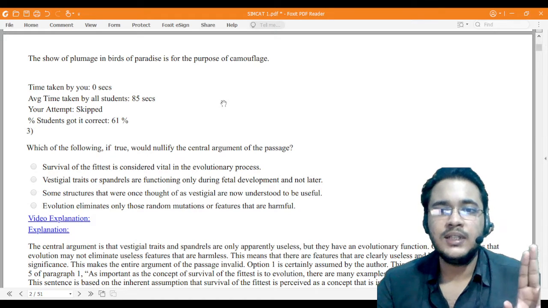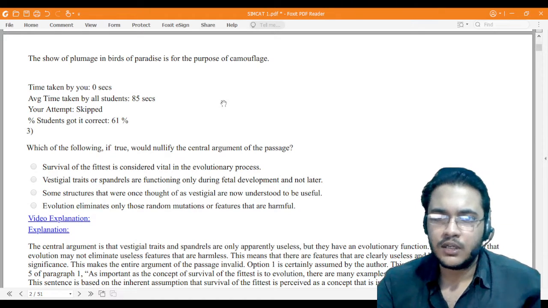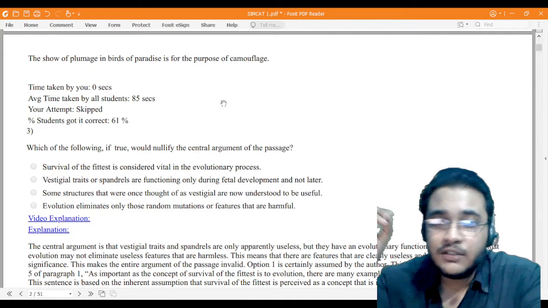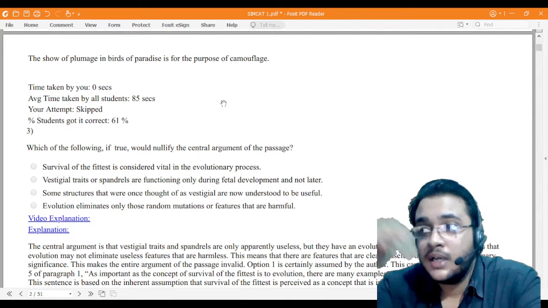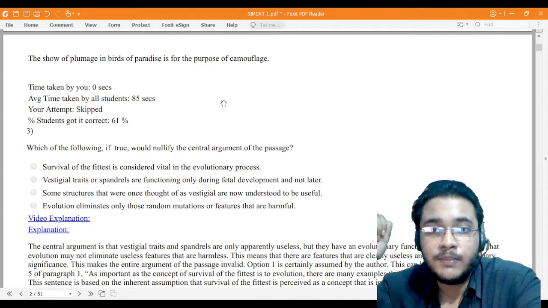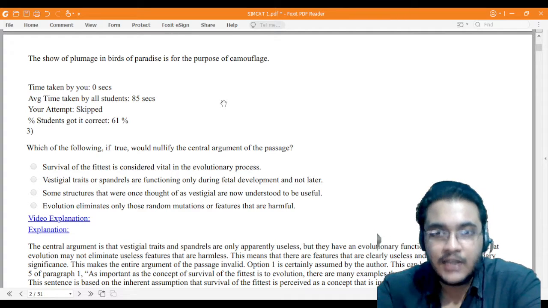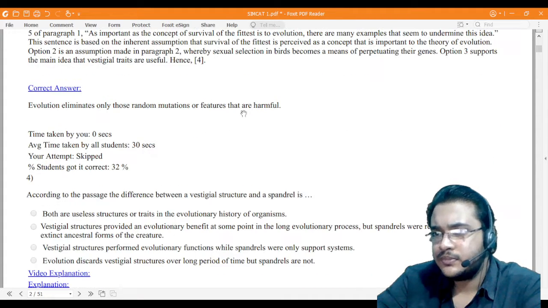With a direct question, I know that there is a passage, I can always go back to the passage and get my answer. But for which of the following, if true, would nullify the central argument of the passage, you have to understand the central argument thoroughly. I hope that makes sense. In any case, let's read the 4th question.